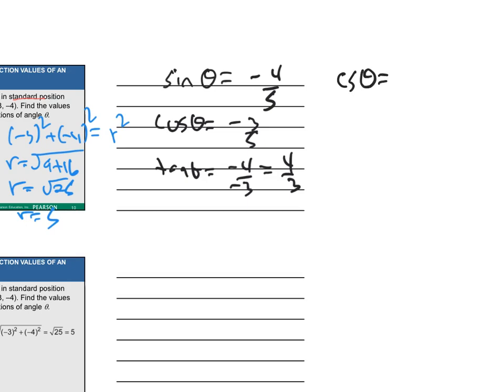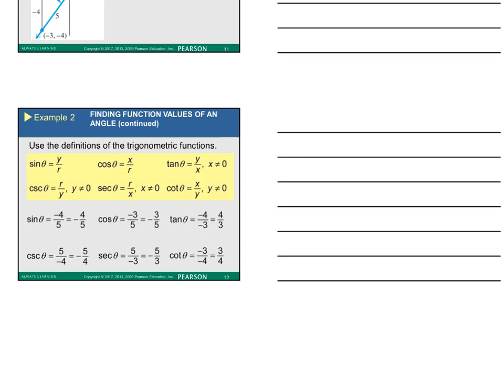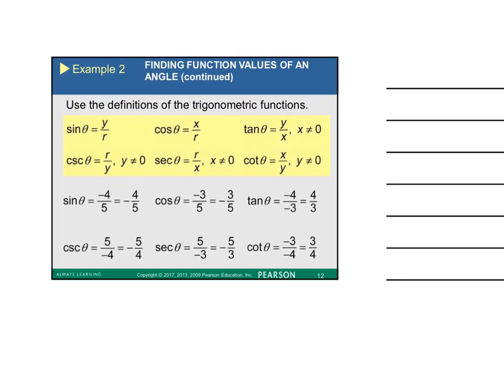Cosecant of theta must be -5/4. Does it matter where the negative goes? I'll still put the negative on top. Not that it really is a -5, because the radius is never going to be negative, but it doesn't matter. Secant of theta is -5/3. Cotangent is +3/4. That's right. You guys are cooking with gas now. So there's all the work.